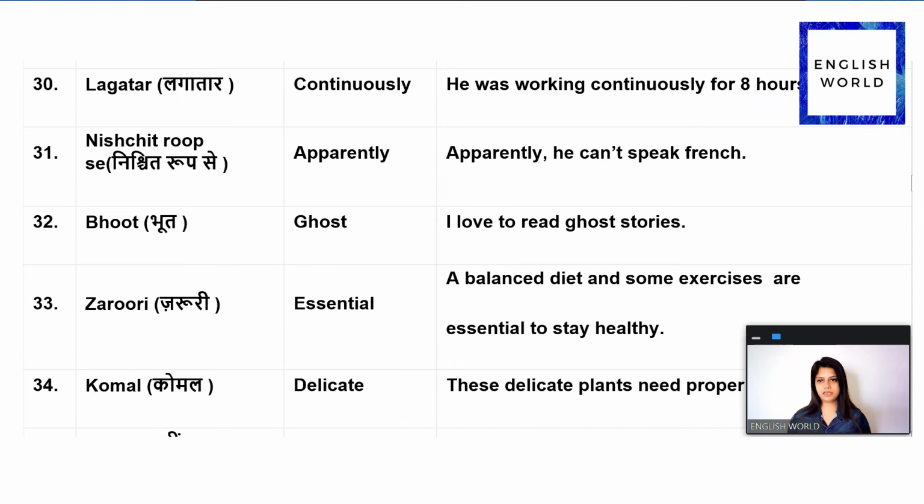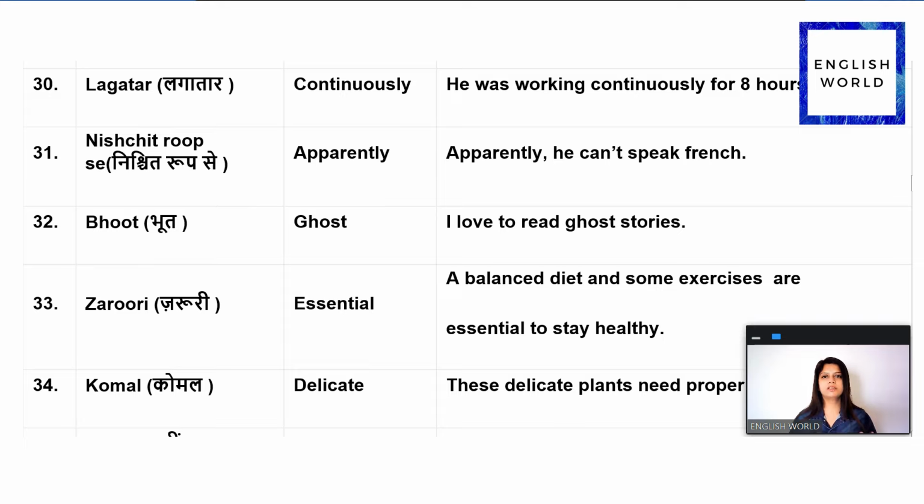Our next word is lagatar, which is called continuously in English. So you can form a sentence like he was working continuously for 8 hours. That means without stopping, the work was going on for 8 hours. We can say it was raining continuously, I've been traveling continuously, anything. So lagatar means continuously.